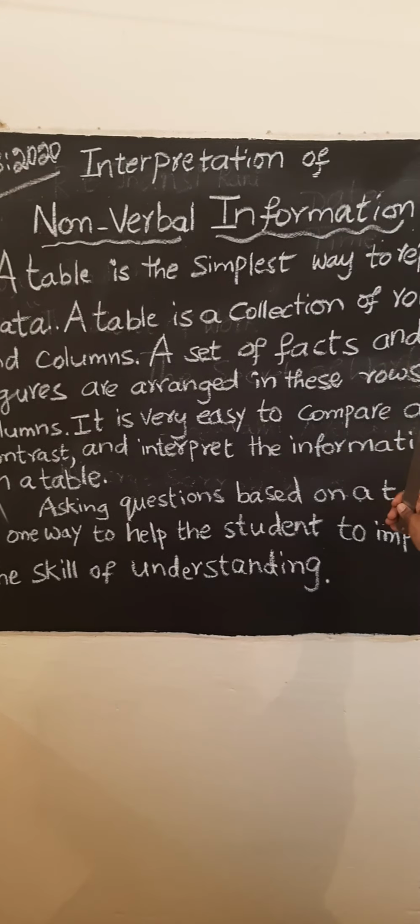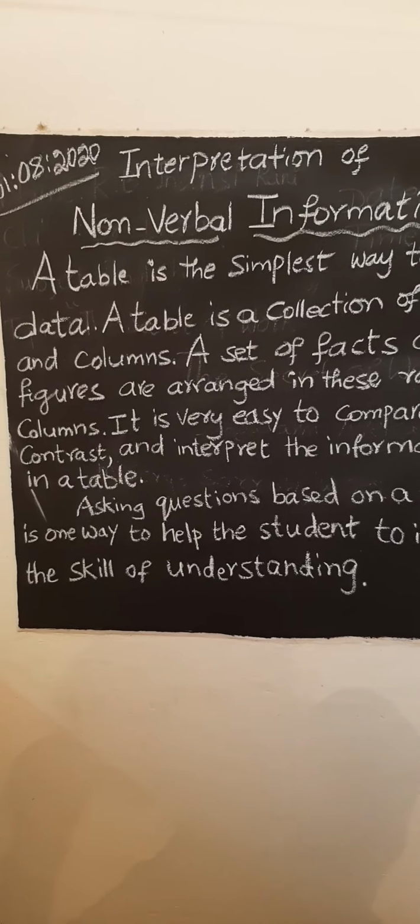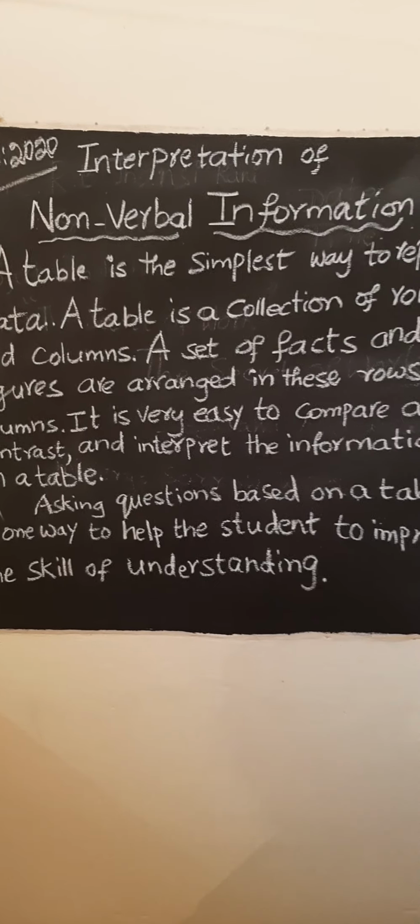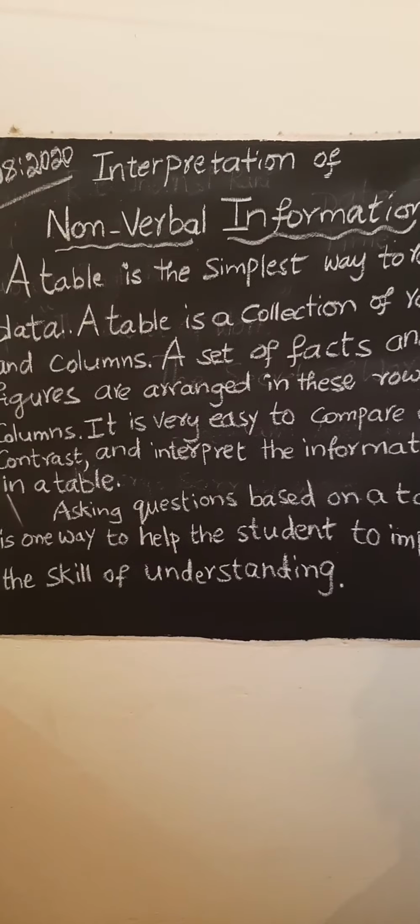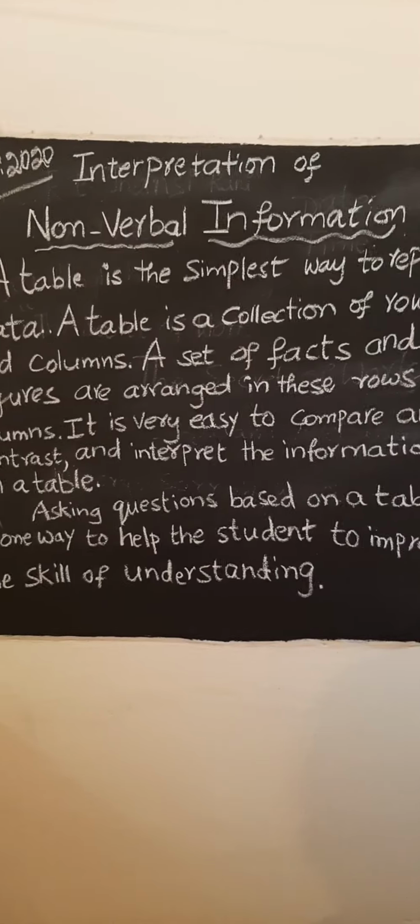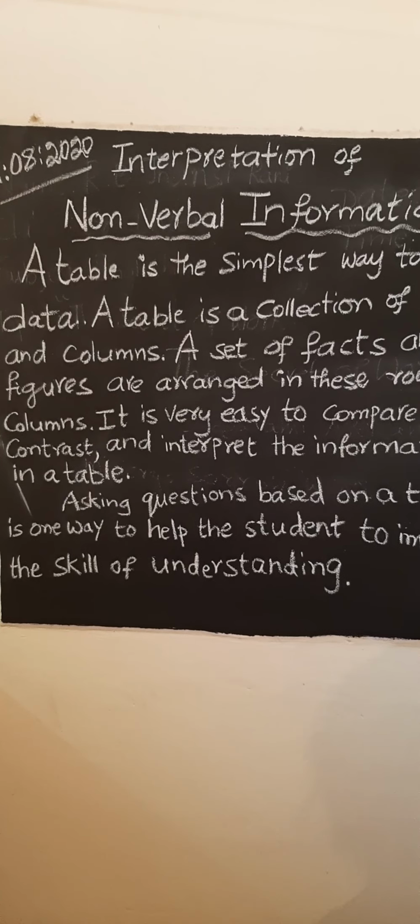A table is a collection of rows and columns, and a set of facts and figures are arranged in these rows and columns.